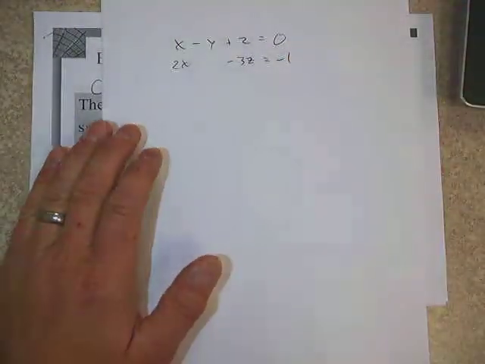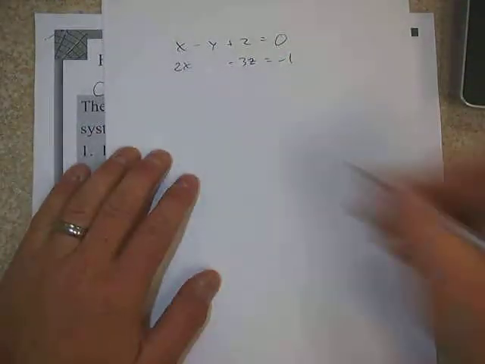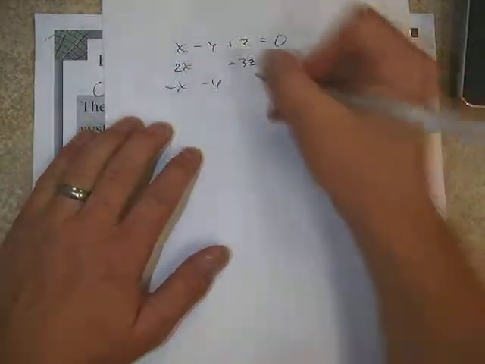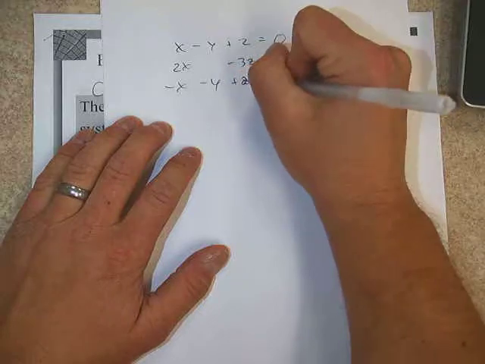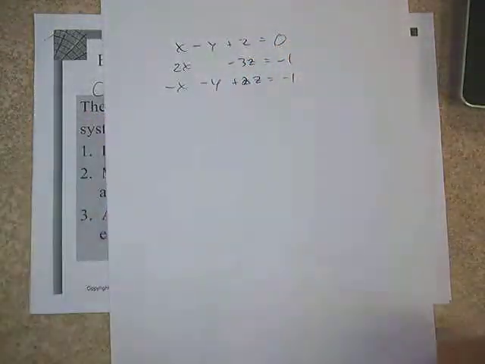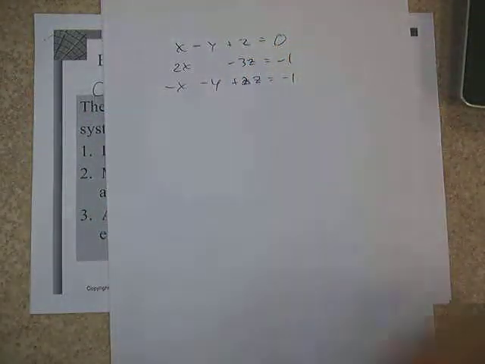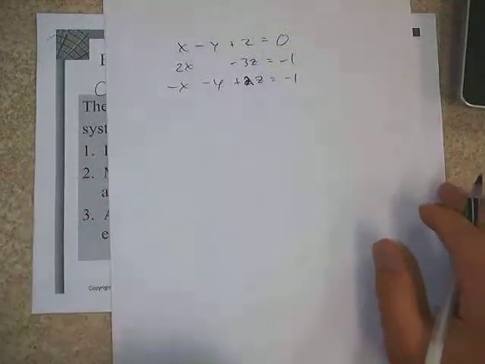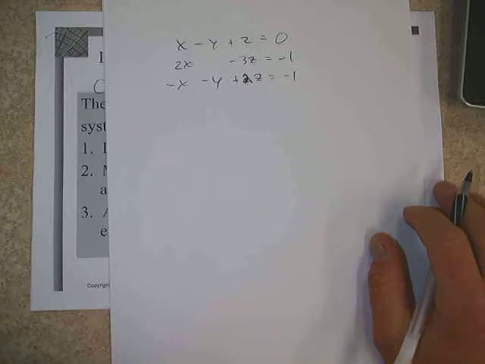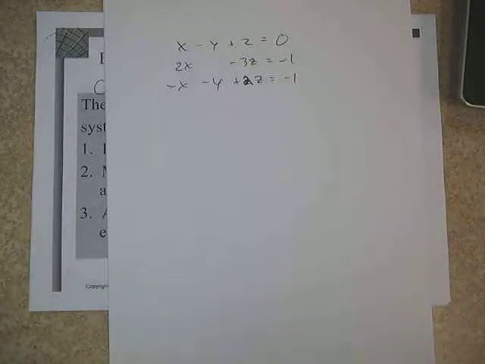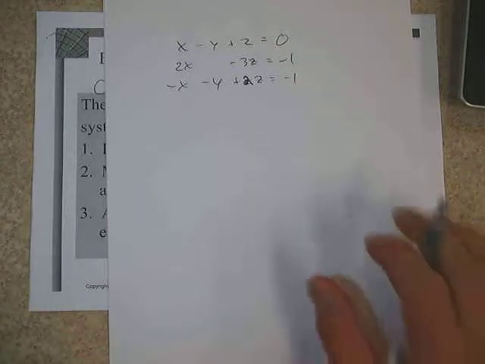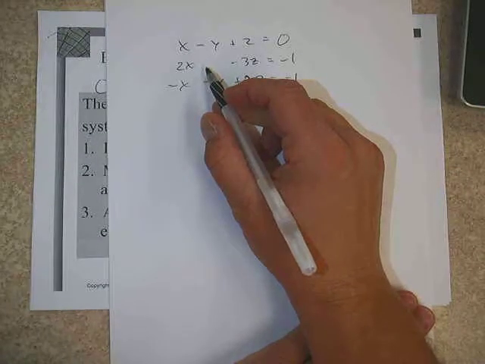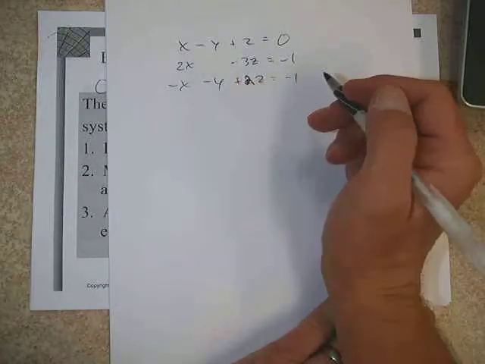We have x minus y plus z equals 0. We have 2x minus 3z equals negative 1. I'm going to put these in columns like this. You'll notice as I write it down, unlike what they wrote in the book. And then the negative x minus y plus 2z equals negative 1. So we've got a 2z here.